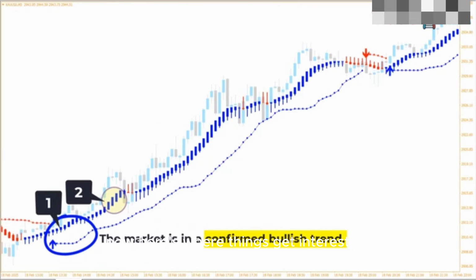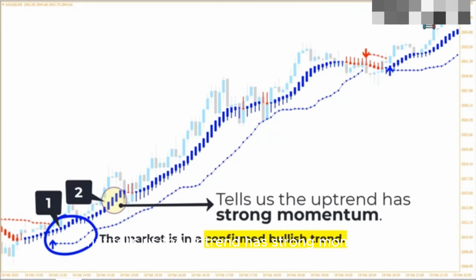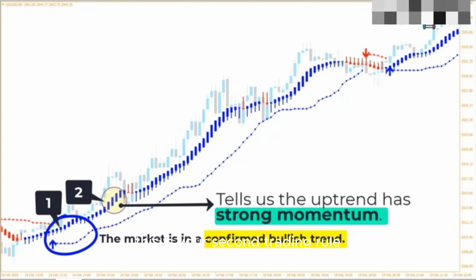Step 2, identifying strong bullish momentum. Now here's where things get interesting. If indicator profitable strategy 2 forms a strong bullish candle, that tells us the uptrend has strong momentum. This is your second trading rule. Not only is the market in an uptrend, but the buying pressure is strong. But hold on, does this mean we enter a trade right now? Not so fast.